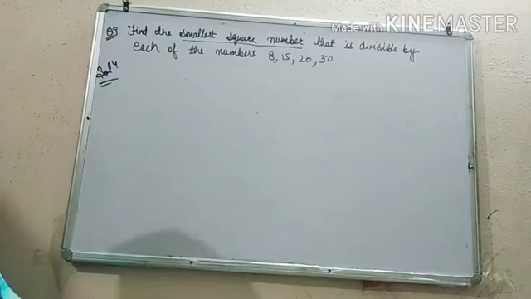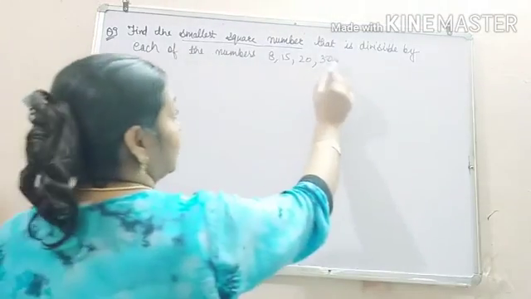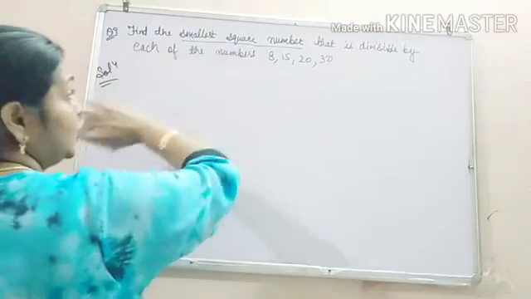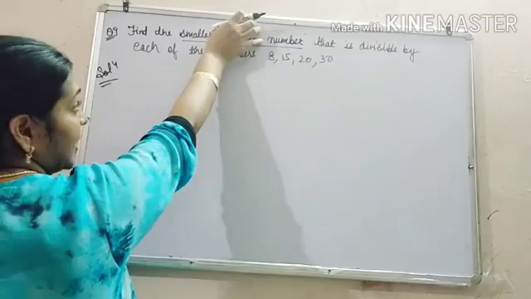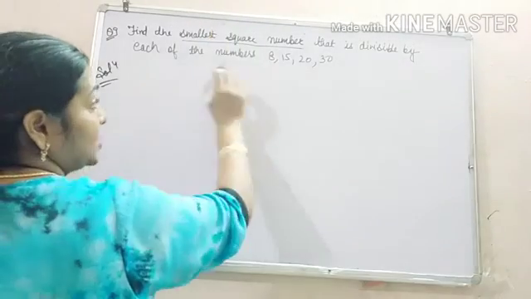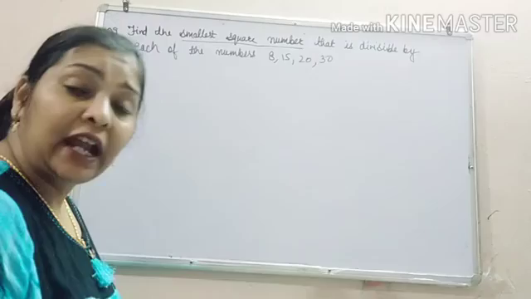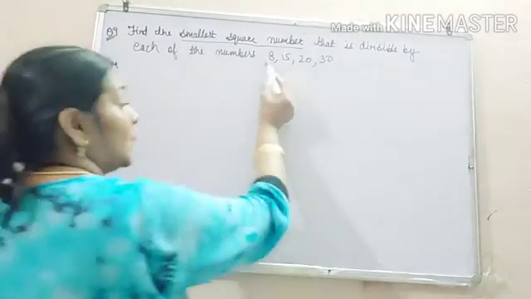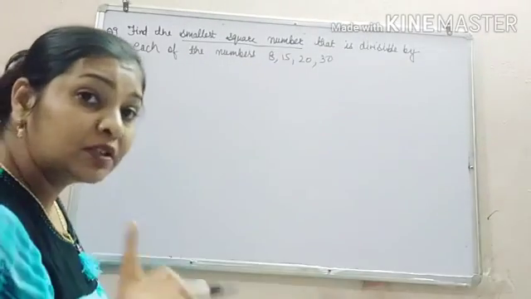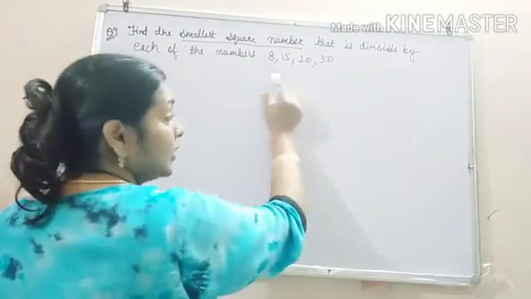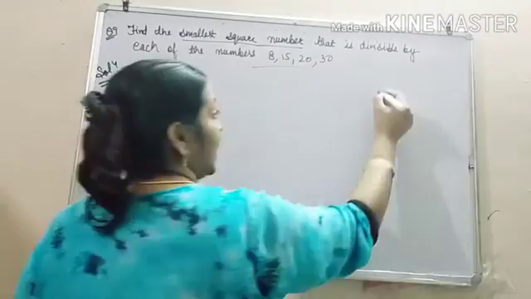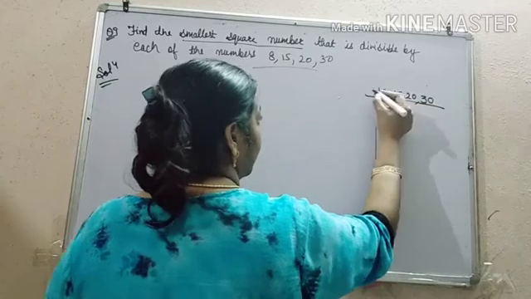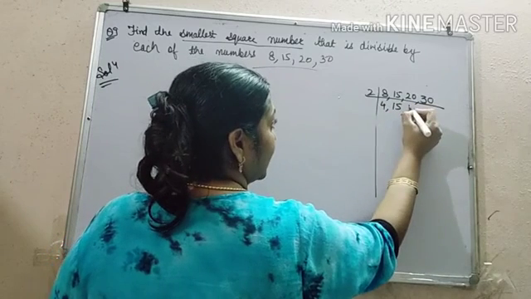Look at this problem. What is given? That find the smallest square number that is divisible by each of the numbers 8, 15, 20 and 30. In junior classes you have done the problem that find the smallest number that is divisible by each of the numbers 8, 15, 20 and 30. And what you used to do? Smallest number means least common multiple of these numbers, because multiple is always divisible by the factors. So first of all we will find out LCM of 8, 15, 20 and 30. Find it out quickly. You can do along with me.